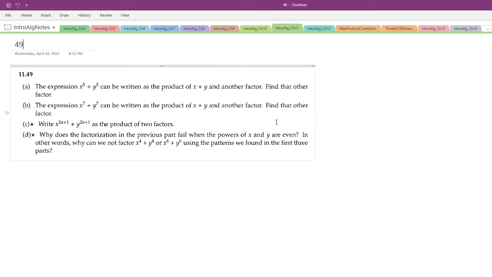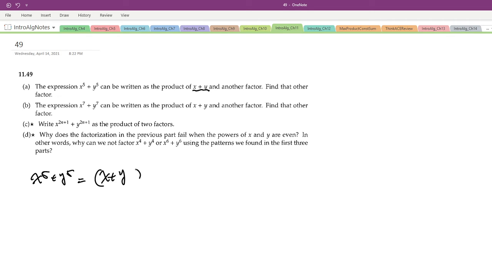Okay, so this one. Let's see how we can express x^5 + y^5, right? So x^5 + y^5 is equal to (x + y) times something, right? First you need x^5, then you need x^4 and y^4, and you also need all of them positive, okay? Now we can get it.